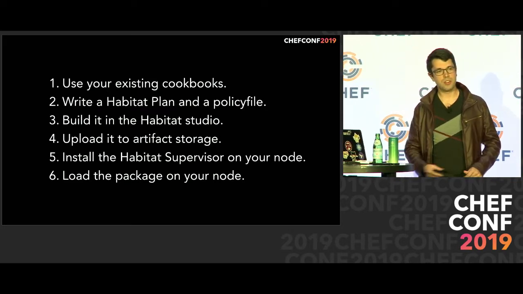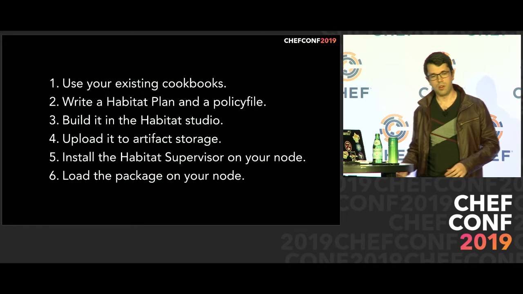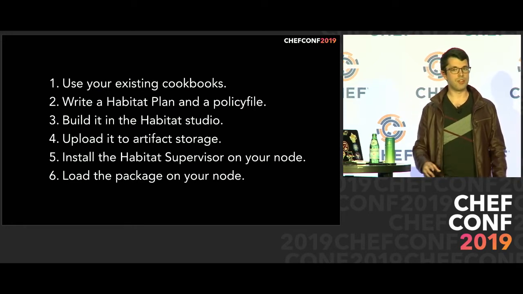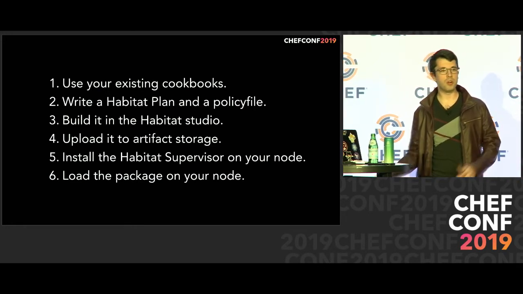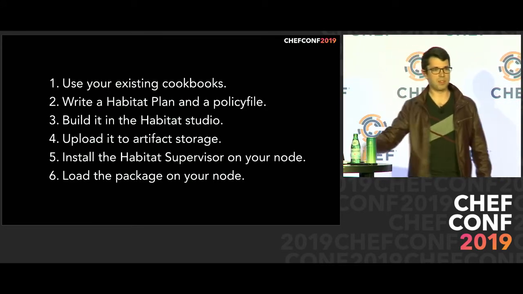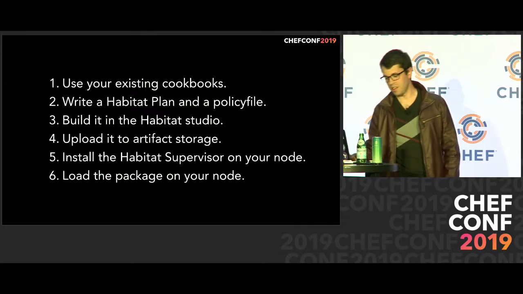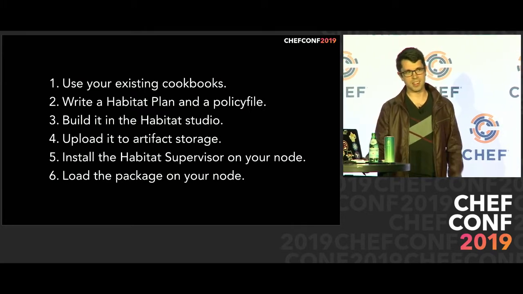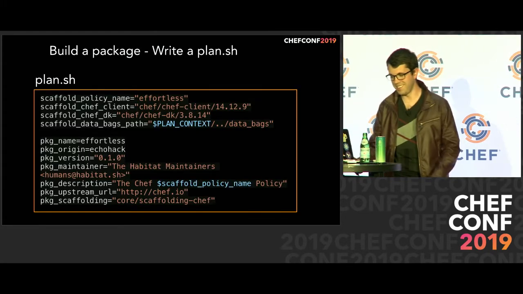We're going to upload it to our artifact storage. We're going to install the Habitat supervisor on the node. And then we're going to load the package on the node. And that's it. That's 6 steps to get everything done, which is pretty awesome. I wish I had this like 10 years ago.